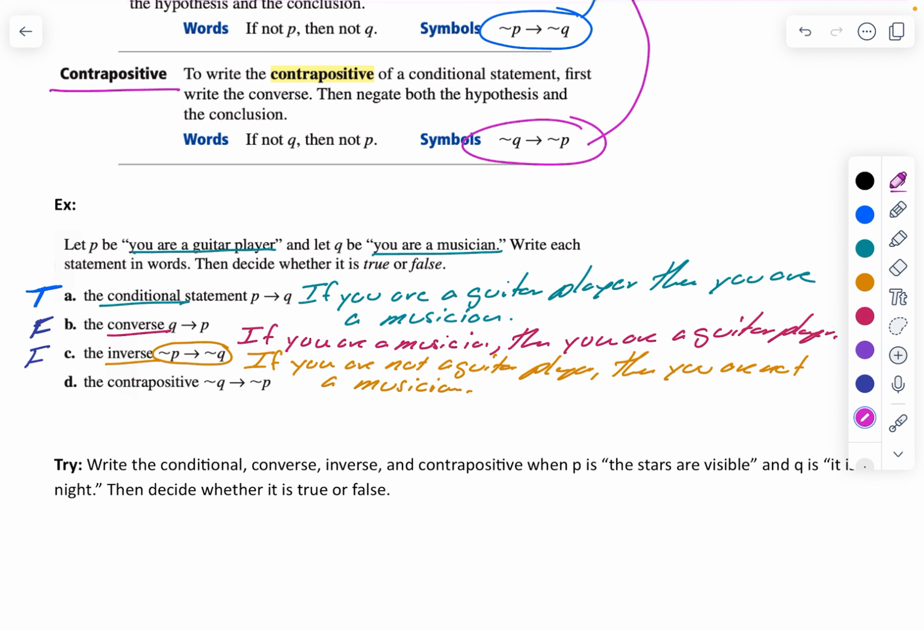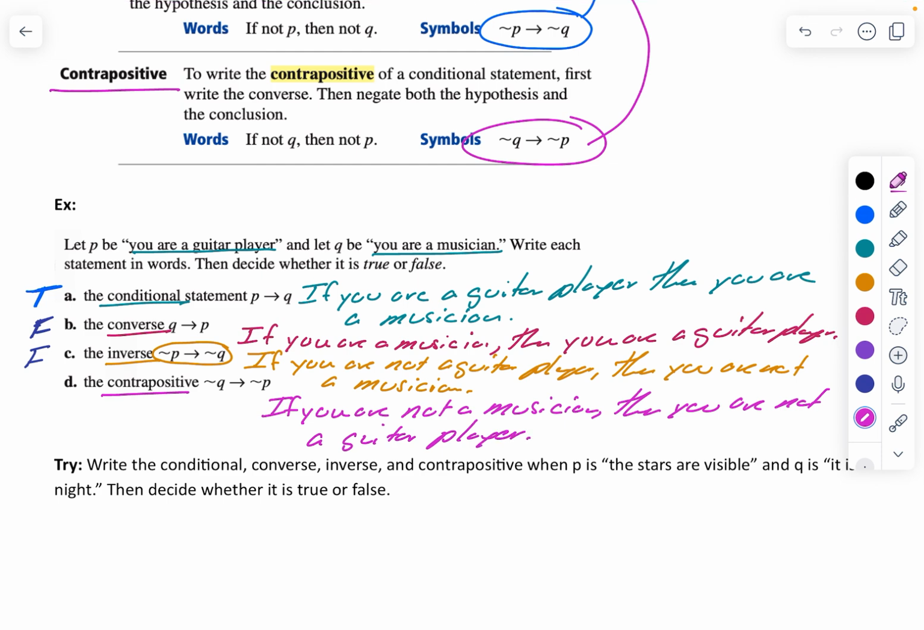And then finally, the contrapositive, we're going to put in that pink color, and that's the negation of the converse. So we would say, if you are not a musician, then you are not a guitar player. Well, that one is true. If you're not a musician, then you can't be a guitar player, because if you're not a musician, that means you don't play an instrument.